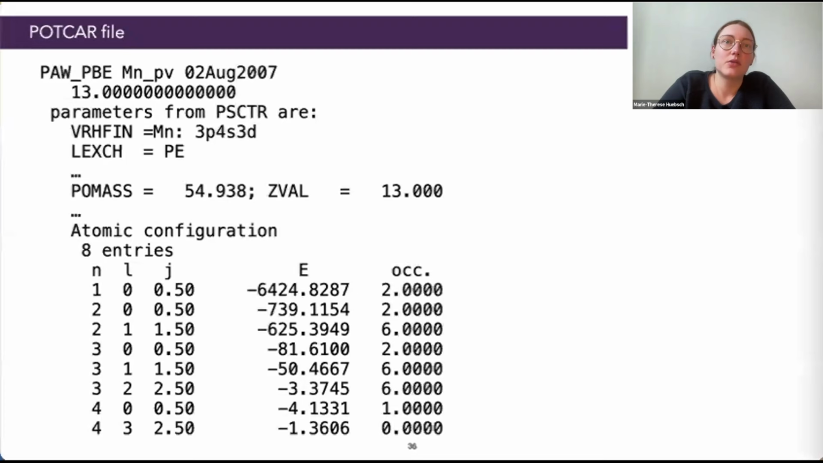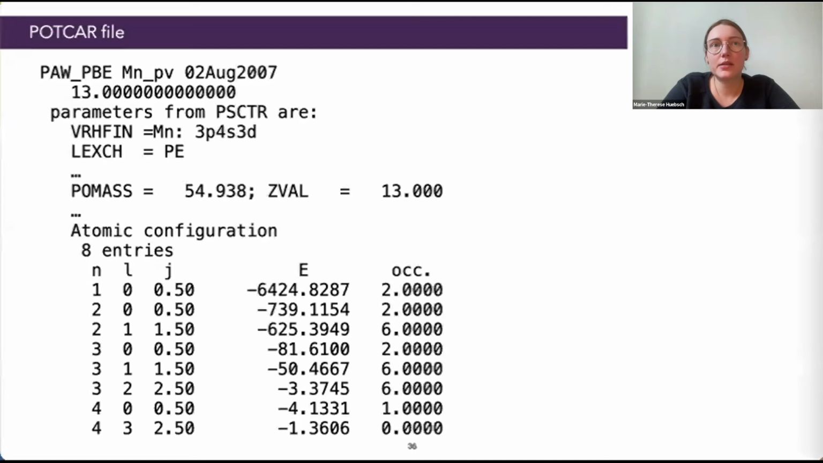The pseudo potential is created with a certain exchange correlation functional in mind, although these are really transferable to other exchange correlation functionals if you select a different one in the INCAR file. But the one that was used when generating the file is the PBE. So this you can see from the LEXCH tag here. And this is the same one as we specified in the INCAR file before. If you don't see any exchange correlation functional specified in the INCAR file, then the default is to take the one that is set in the POTCAR file.